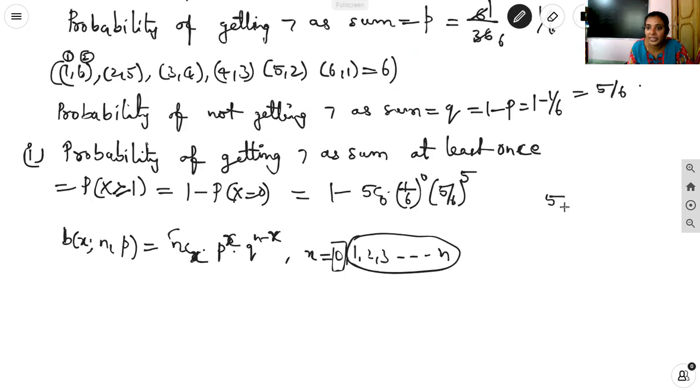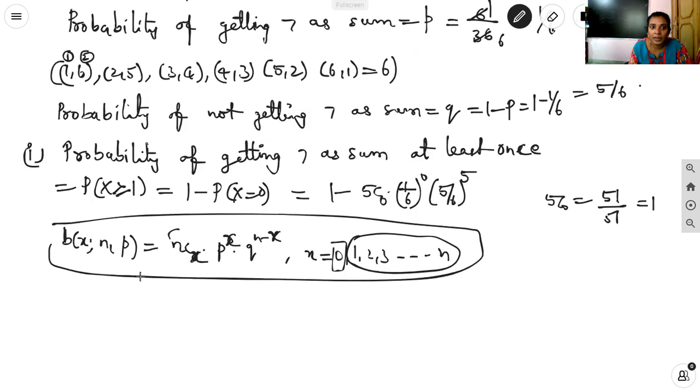We know that 5c0 is equal to 5 factorial by 5 factorial, which is equal to 1. So the probability of x greater than or equal to 1 is equal to 1 minus (5/6) whole power 5. This is the answer.